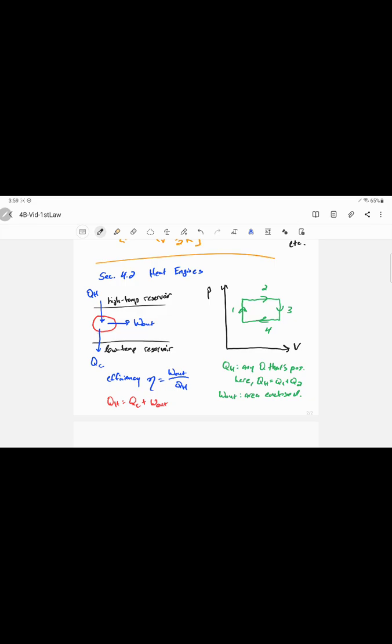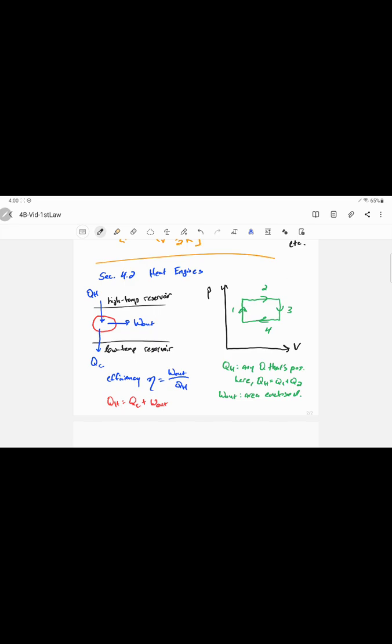We'll talk about the fact that you can't convert all of it to work when we talk about the second law of thermodynamics. But we want to maximize this efficiency. For a given amount of heat that we're putting into the system, that's our starting amount of energy, we want to maximize the work output. Just from conservation of energy, we have this relation right here. The energy that we started with is equal to the energy that we wind up with, either useful energy or waste heat.